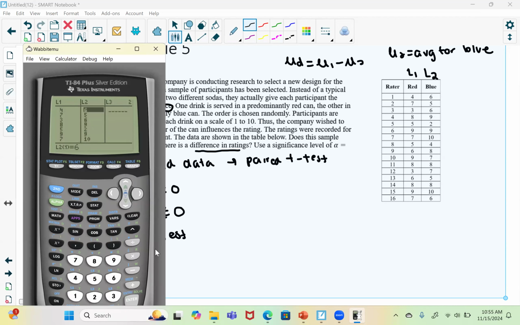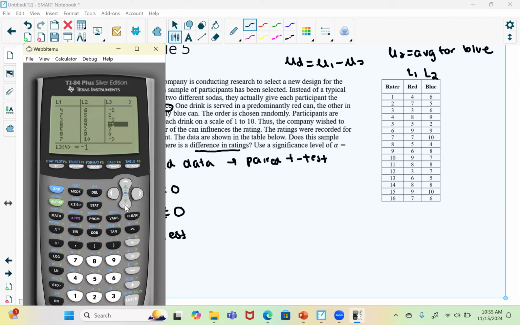Right. So once you have your data in L, we need to run this test on the differences. And so we're going to put the differences in L3. So again, to do that, we go all the way to the top and highlight L3. And we hit second 1 to get L1 minus second 2 to get L2. And then we hit enter and it gives me the differences.